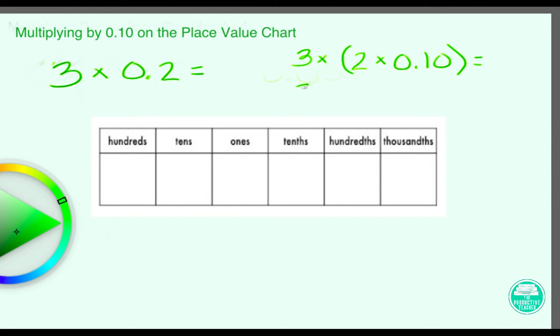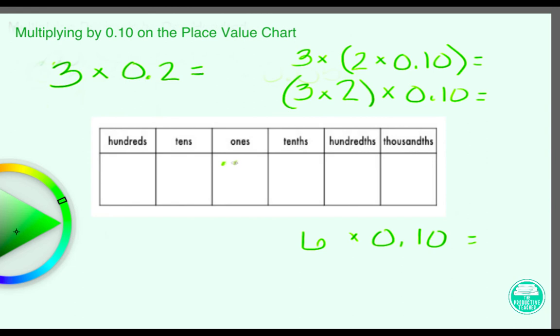Now, because of the associative property, I can move those parentheses, and now I have 3 times 2 times 1/10. And I'll work down here. We know that 3 times 2 is 6. Times 1/10. Now I have an easy problem again. So I can put my 6 ones here, 2, 3, 4, 5, 6, and I can move them one place to the right.